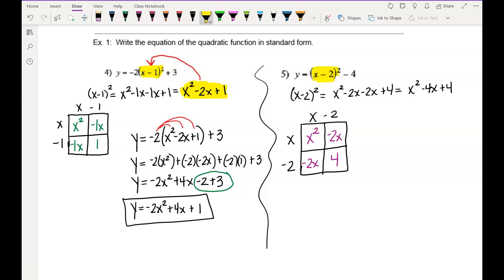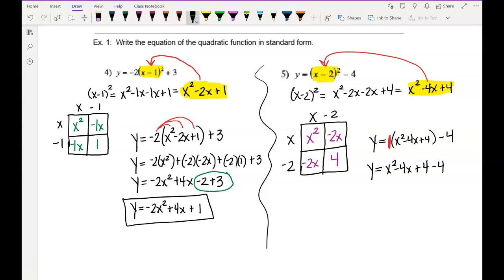And then that's the value again. That is what represents that parentheses there. So now I have y equals x squared minus 4x plus 4 minus 4. Now on this one, there's a 1 outside, so really distributing just takes care of the parentheses. So on this one, I would just have y equals x squared minus 4x plus 4 minus 4.